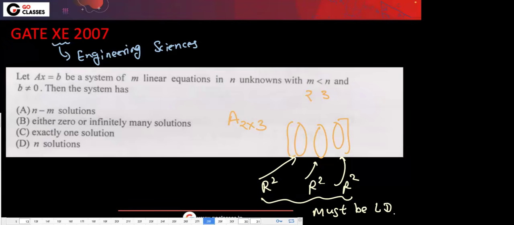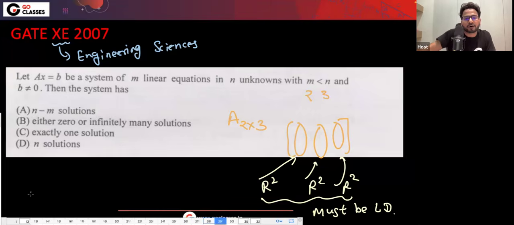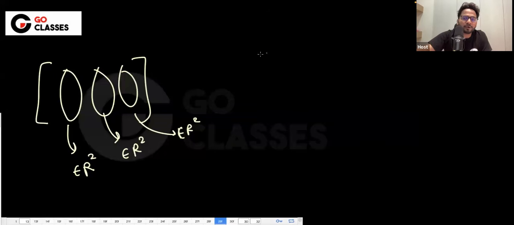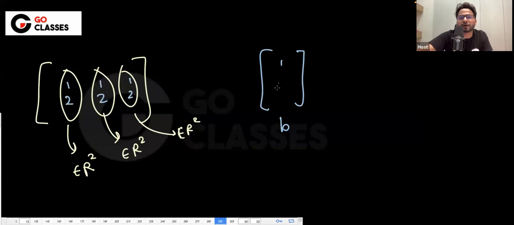Okay, thank you, Gautam. So basically, what he's saying is that if you have a 2 by 3 matrix with 3 columns, every column is in R2. In that case, whatever B you have, either this B is a linear combination of these columns or not. It is possible that B is completely different. Let's suppose the columns are 1 2 and 1 2, and B is 1 3. In that case, no solution, right? Understood?